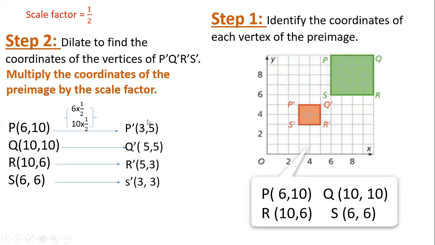So these are the coordinates P prime, Q prime, R prime, S prime. Clear how we found them? So it's easy. Once we have the scale factor, we can find the coordinates of the image. The last step will be plotting the points P prime, Q prime, R prime, S prime. We plot them. Is it larger or smaller? Smaller. Why is it smaller? Because the scale factor is less than 1.